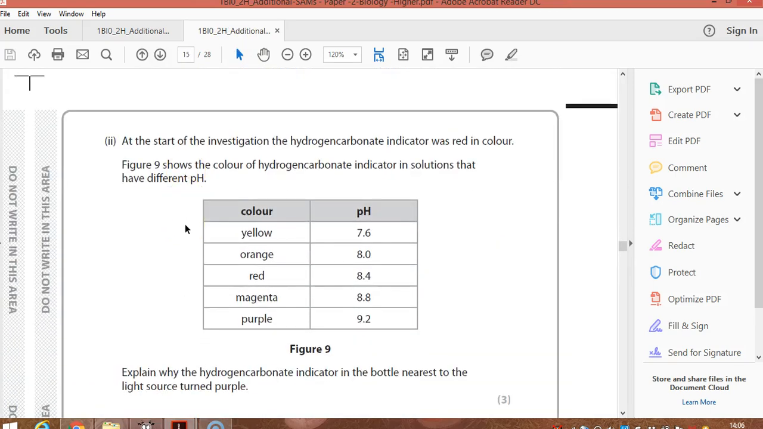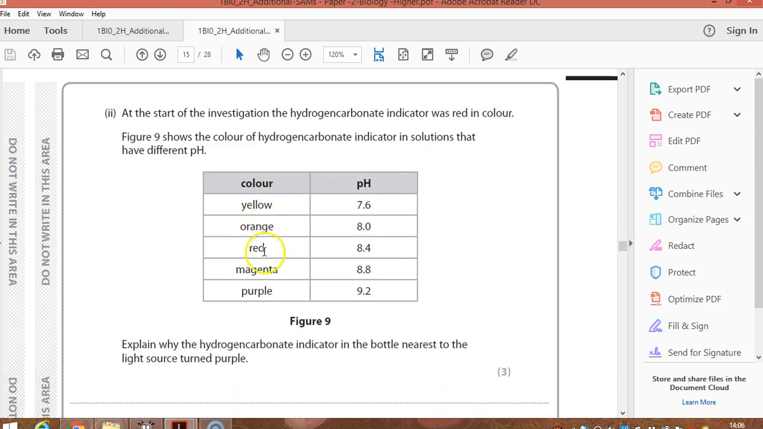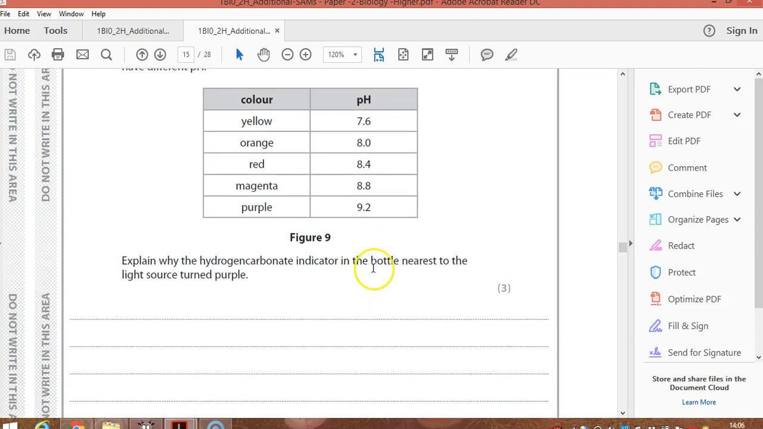At the start of the investigation, the hydrogen carbonate indicator was red in colour. Figure 9 shows the colour of the hydrogen carbonate indicator solutions that have different pH. So if it's yellow, it's got a pH of 7.6, orange is 8.0, red is 8.4, magenta is 8.8, and purple is 9.2. Explain why the hydrogen carbonate indicator in a bottle nearest to the light source turned purple. Off you go.